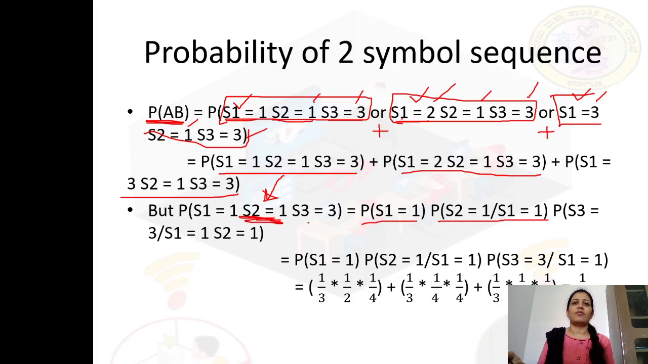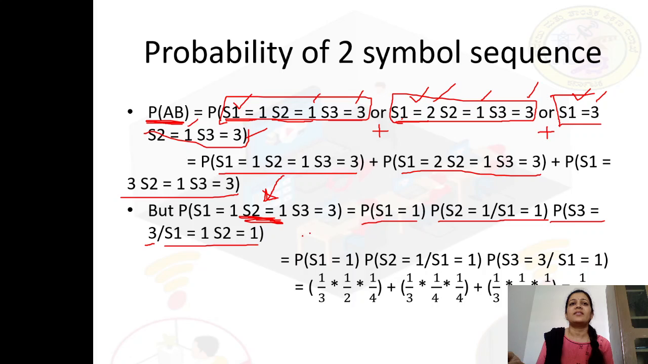When you take the third one, you will say that S3 is equal to 3 provided that its second state is 1 and first state is also 1. So S3 is equal to 3 when its first state is 1 and second state is also equal to 1.